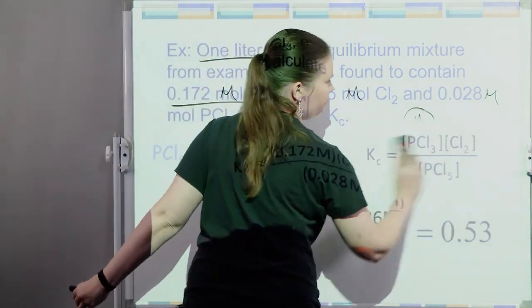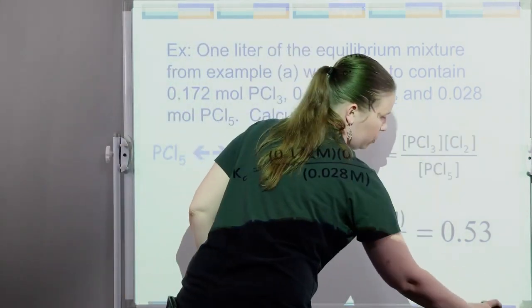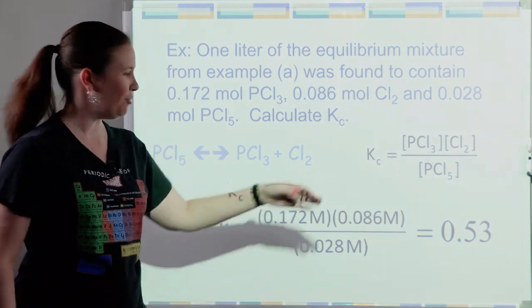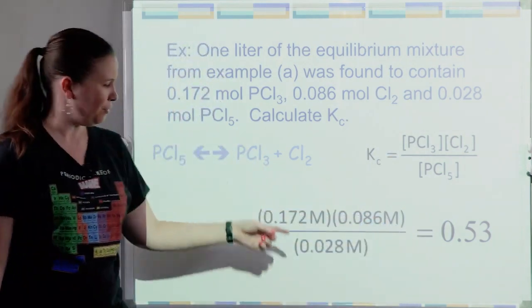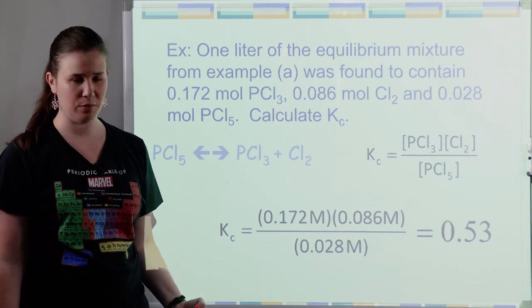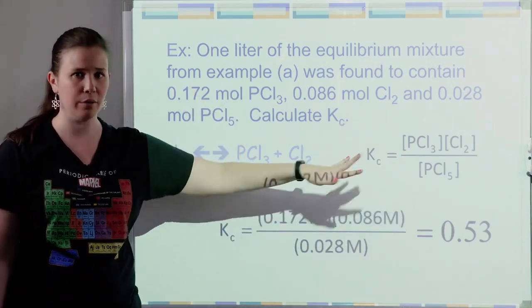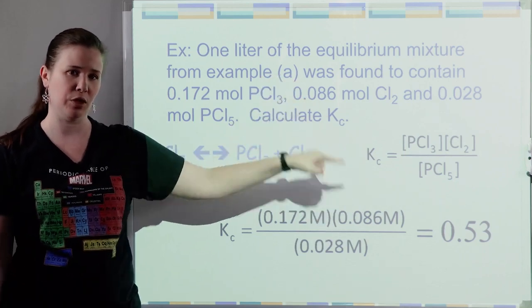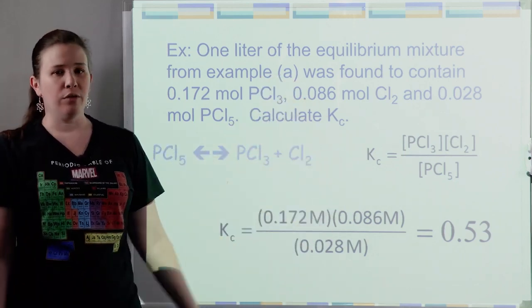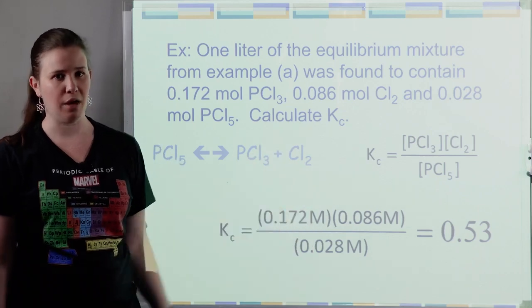There it goes, 0.53. So when we want a numerical value for K, we plug in the concentrations, being careful to consider the exponents as well. And then we squash this all down to a decimal, to get that final decimal answer. Whether that number is greater than or less than 1 is really what we're after here.